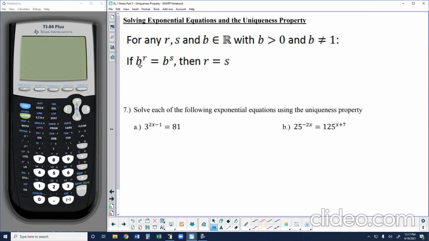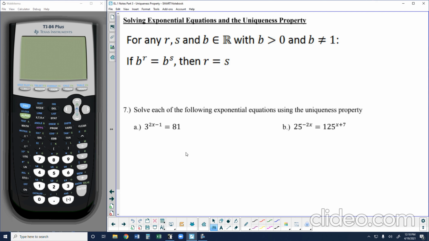If I take a number to a power, I have that same number, it's only equal if I'm using the same power. But what this allows us to do is go from two equivalent exponential expressions and focus on just the exponents. We can do that in a solving process. So let's take a look at number 7. It says solve each of the following exponential equations using the uniqueness property, that property that we just talked about.